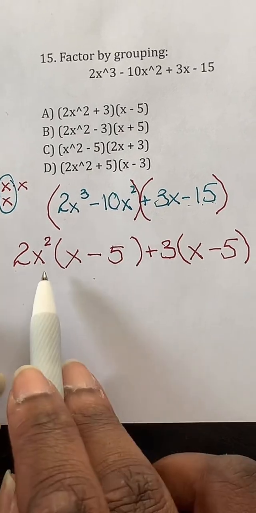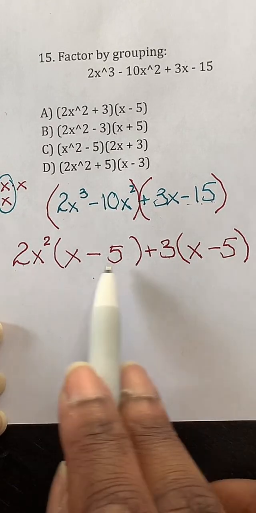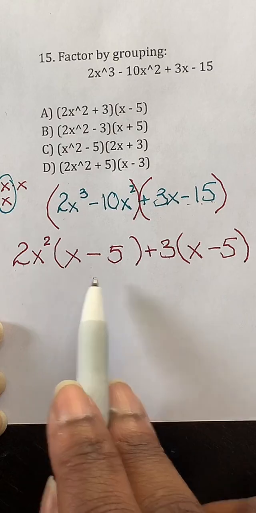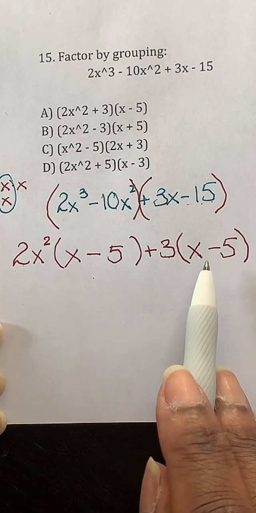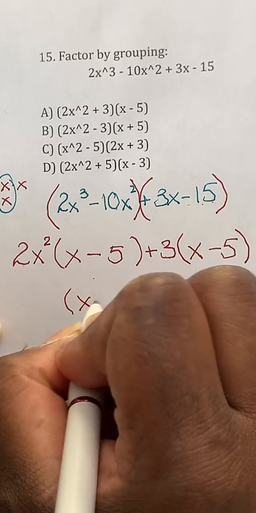All right. So what we have inside the parentheses, here's the secret. When you're doing factoring by grouping, your parentheses should always be exactly the same. So that's going to be your GCF for the next line.